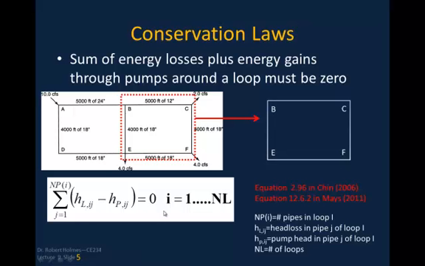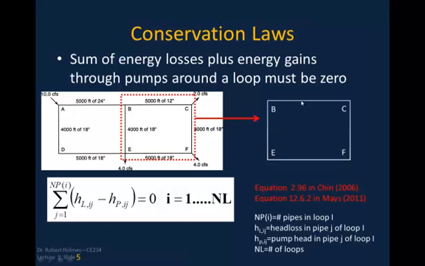The other conservation law is that the sum of the energy losses plus the energy gains, which would basically be by a pump, around a loop must be 0. So if we take this loop here as B, C, F, and E, and we blow it up out here, the energy loss in pipe BC plus the energy loss in CF plus the energy loss in EF plus the energy loss in BE has to equal 0.